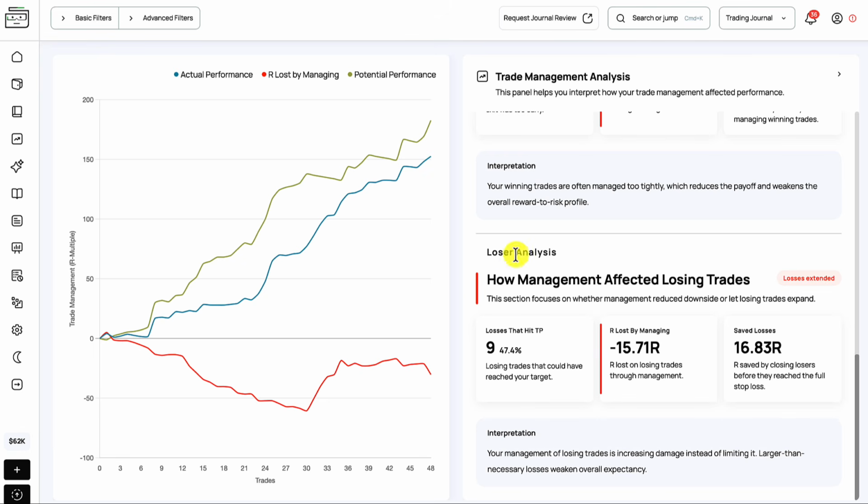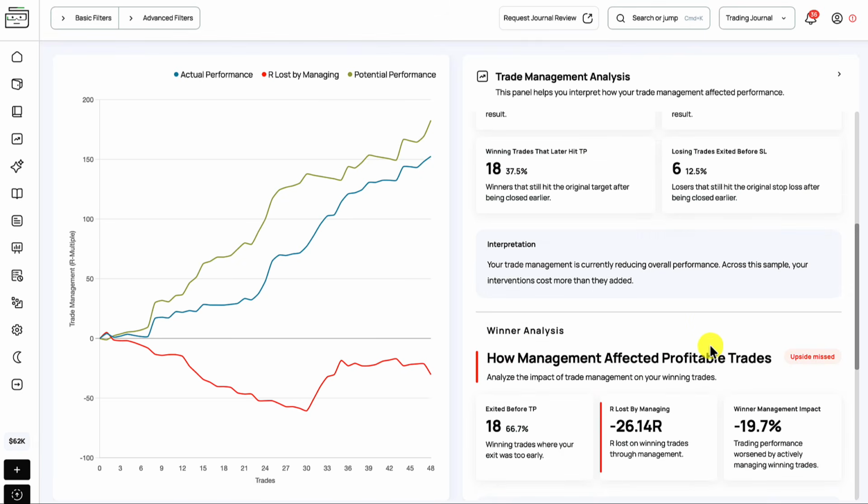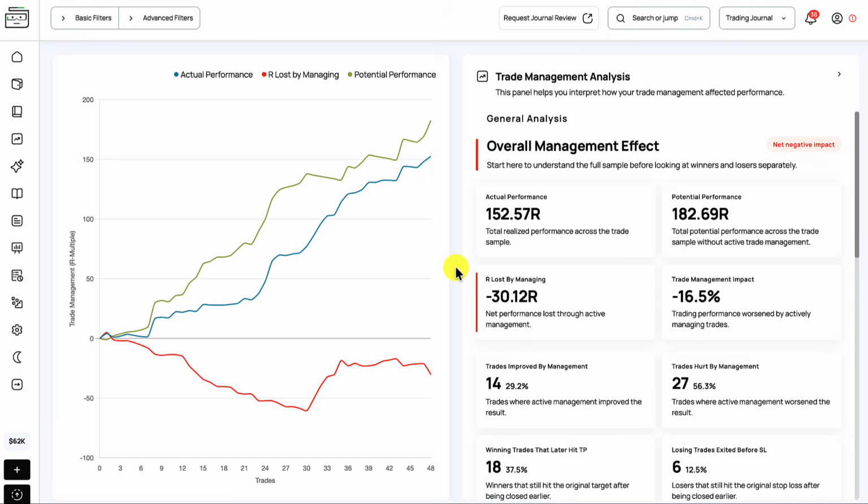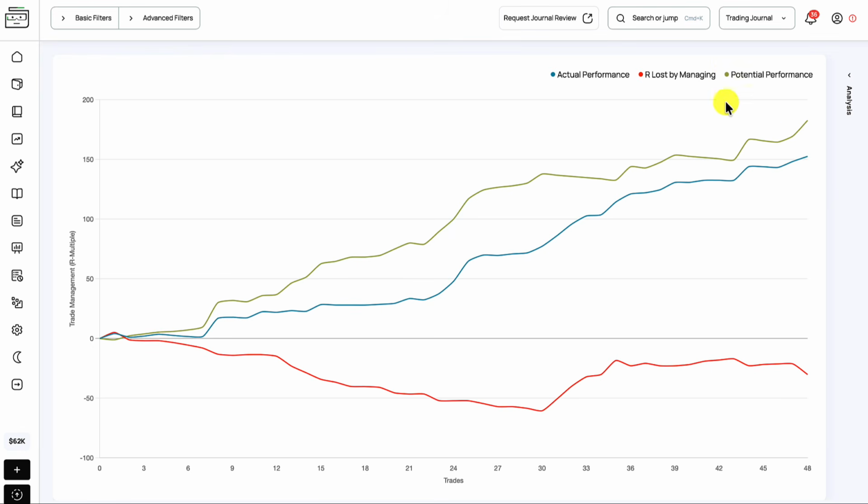And here you can see very similar statistics for only losing trades. Losses that later would have hit your take profit. So you can see 47% of the losses that the trader closed for a loss would have turned around and given him a profitable outcome. So you can see how much he's losing, and you can also see how much he is saving by exiting his losers before they actually hit your stop loss. So this gives you a very comprehensive view of how actively managing your trades, meaning closing your winners and losers before your initial stop loss and take profit plan, impacts your trading performance.